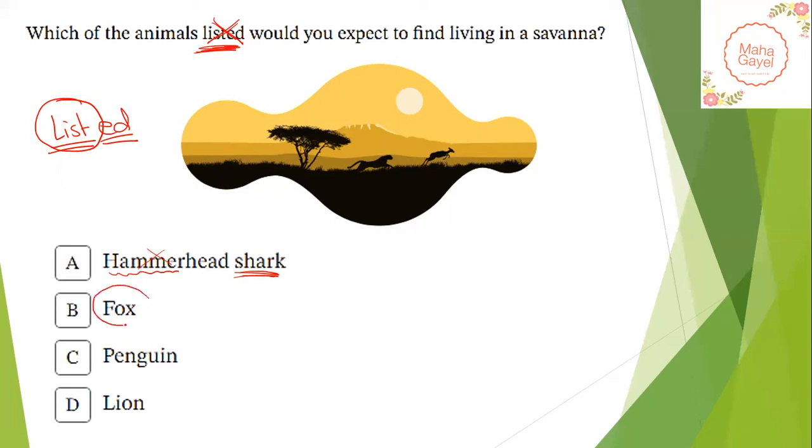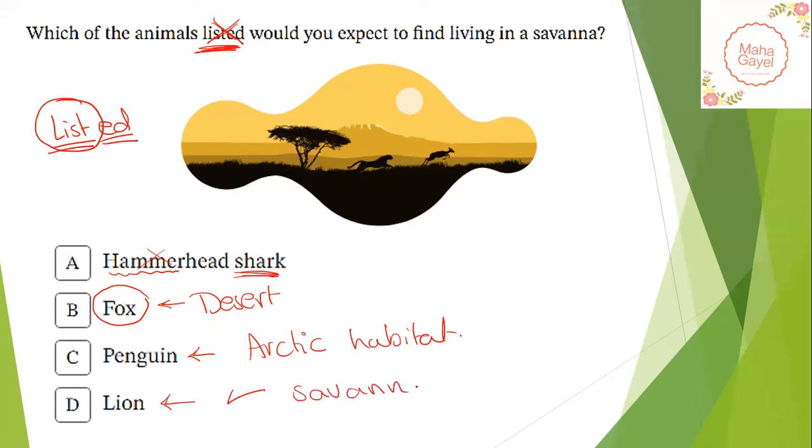And we know that foxes live either in the hot desert or in the tundra, which is the cold desert. Okay, what about the penguin? In the Arctic habitat or the polar habitat. Okay, what about the lion? Yes, it's the correct answer because it lives in the savanna. The savanna is a region full of grasses called savanna and acacia trees.